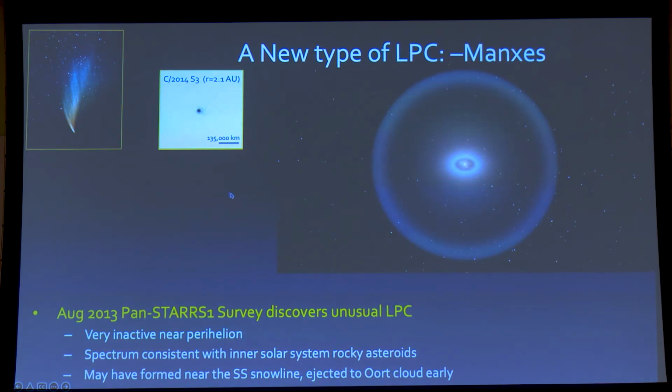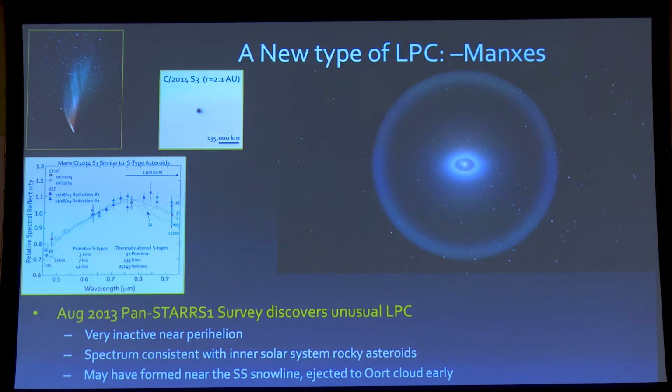This is exciting. And so in fact, we started to call these Manxes because saying objects on long period comet orbits with hardly any tail was too much of a mouthful. So Manx is after the nearly tailless cat. So once we found this first one, we actually managed to get a spectrum of the second one. And this is what it looks like.